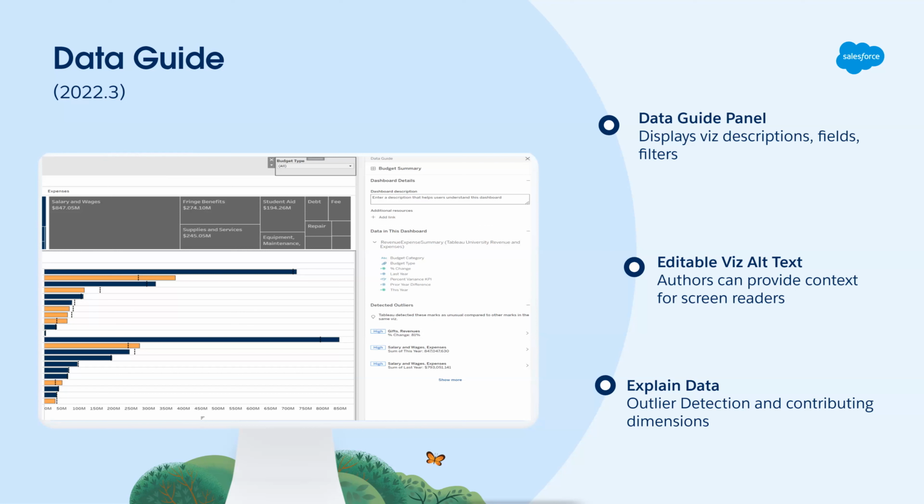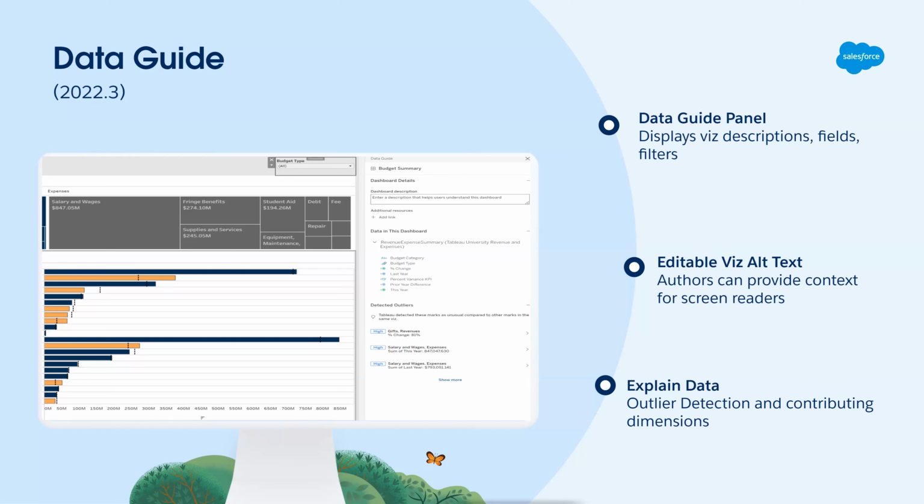The data guide is really around augmenting information about the dashboard itself. So you can add things like the description of the dashboard. Each individual viz within the dashboard would be clickable. It's the description. It can provide maybe an external URL to some documentation about the dashboard, what fields and what filters are in use for that visualization.